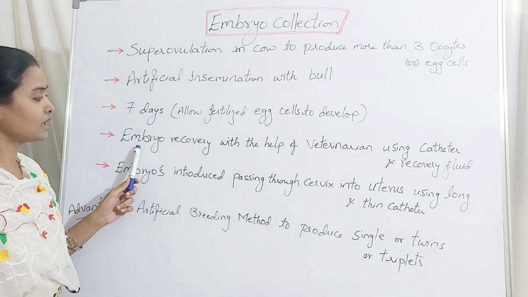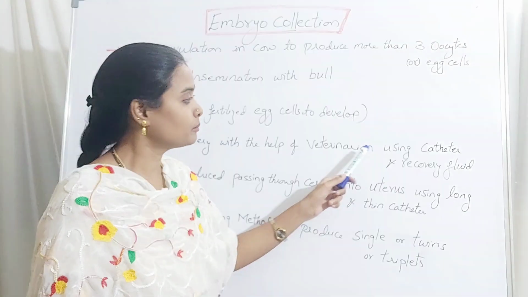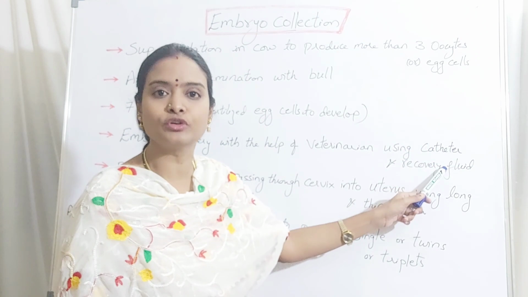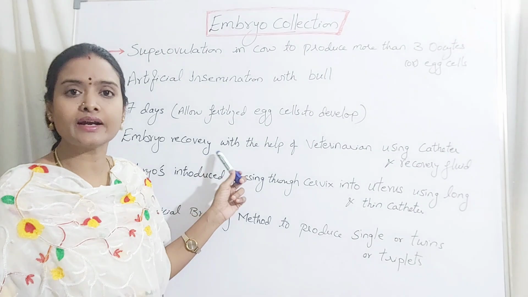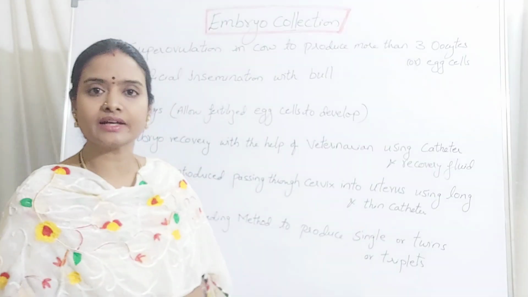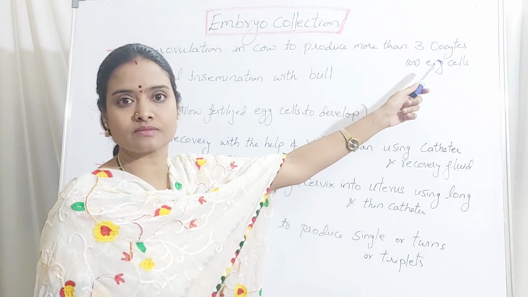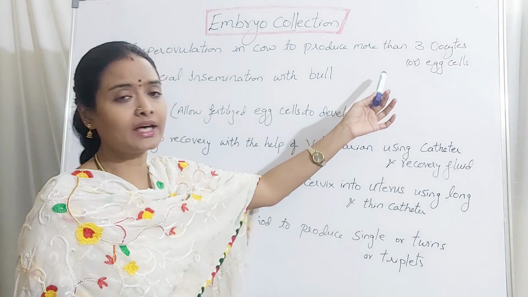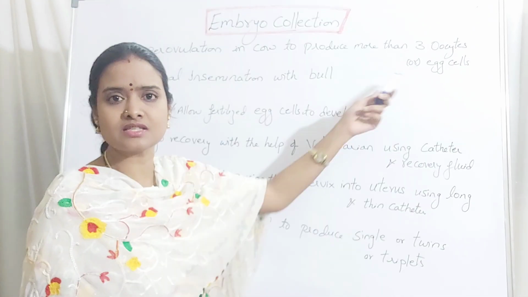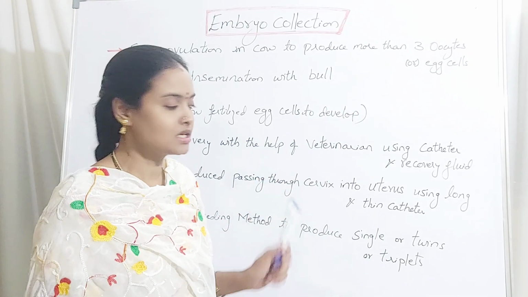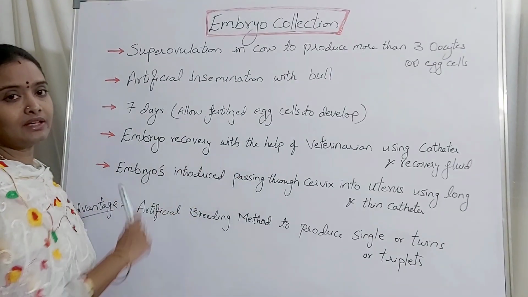Now the embryo recovery is done with the help of a veterinarian, using the catheter and the recovery fluid. They inject the recovery fluid into the uterus and then with the help of the catheter they collect the embryos. Now it has produced more than 3 oocytes. If it is producing 4, then the embryos will be 4. If it has produced 5 or 6, then again embryos will be 5 or 6. So all the embryos will be collected by using the catheter.